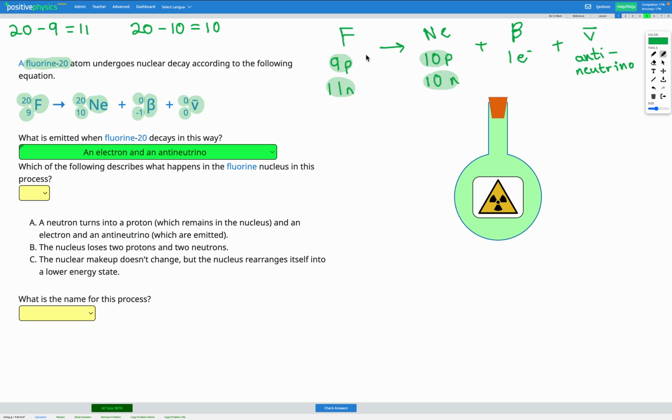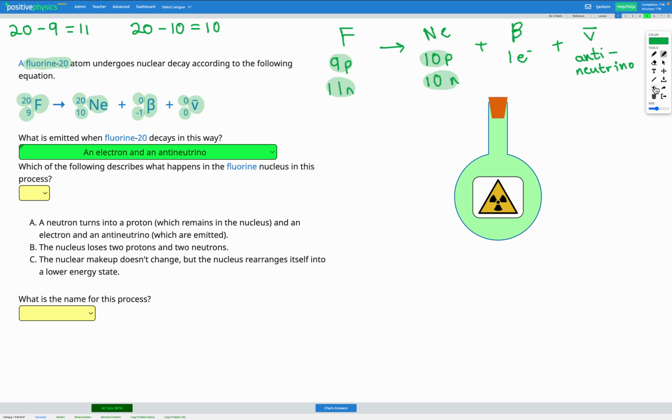So we've lost a neutron there. So what actually happens in this situation is one of our neutrons actually turns into a proton. So we had 11 neutrons. One of them gets made into a proton. So we lose a neutron, leaving us with 10. We gain a proton, leaving us with 10. In the process of the neutron turning into the proton, it emits an electron and an antineutrino.